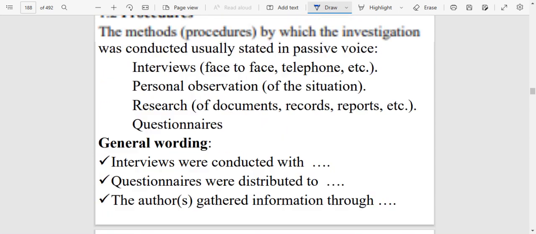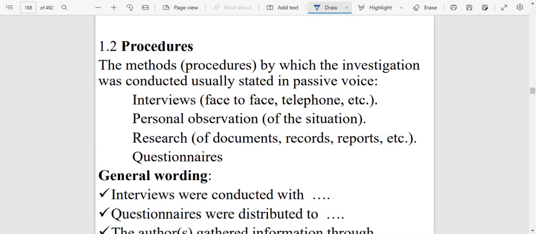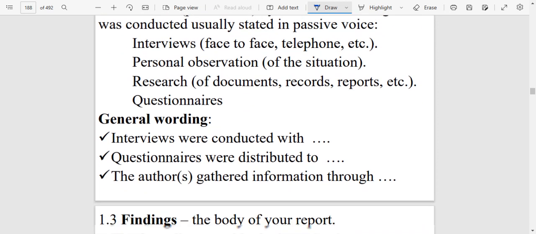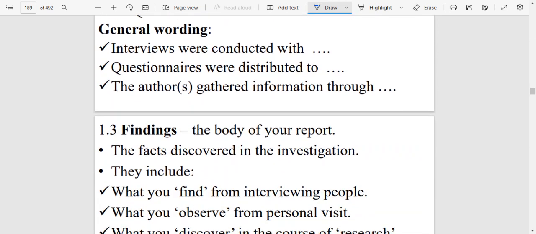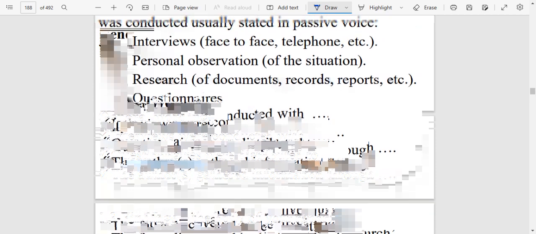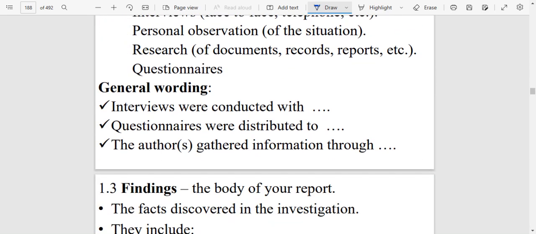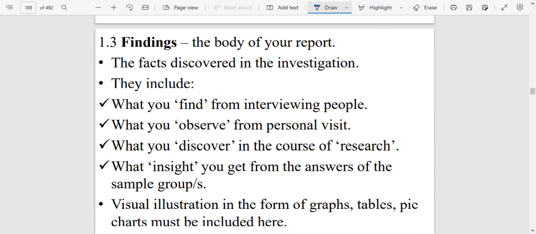Now there's also general wording. General wording: interviews were conducted with, or questionnaires were distributed to, or the authors gathered information through. What we're talking about are the procedures through which you got that information. So we're going to state it also. That is talking about the procedures that you use to collect the information which is written.